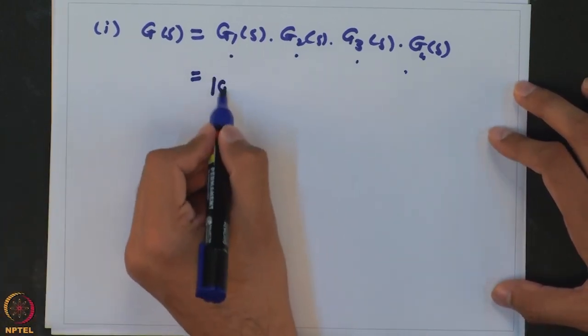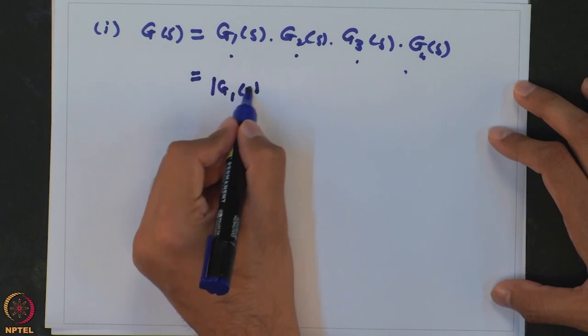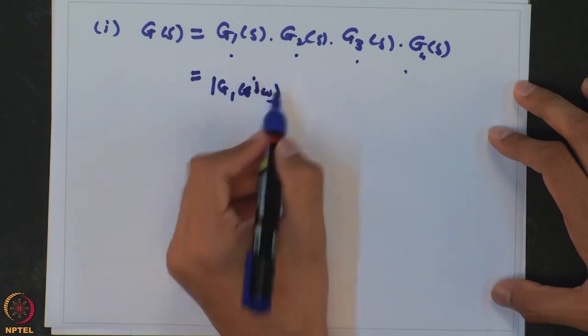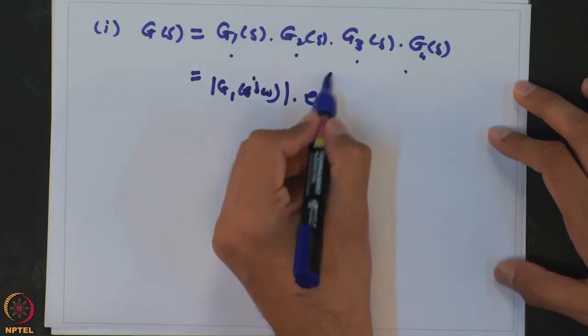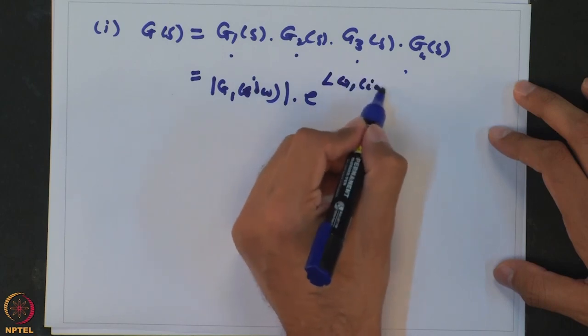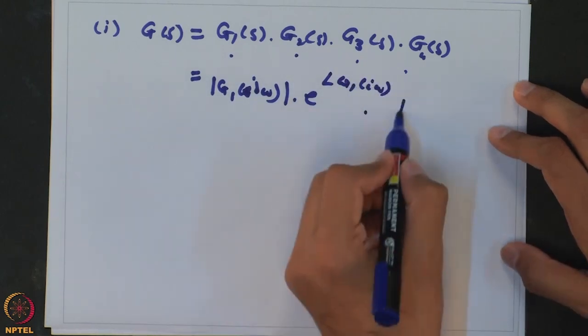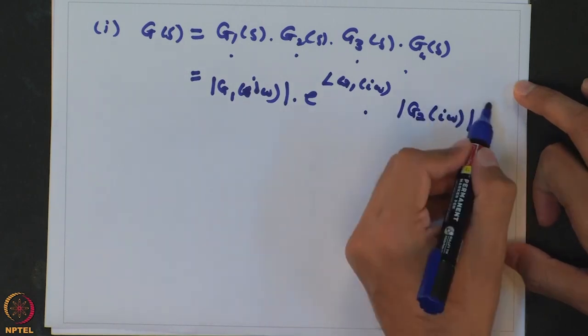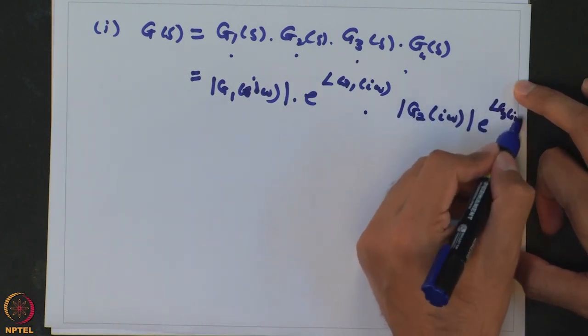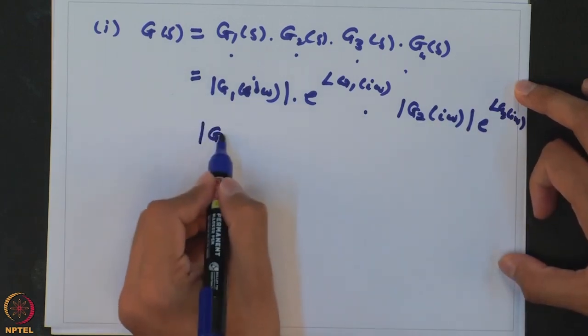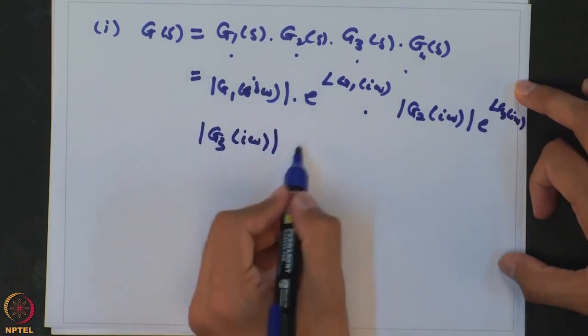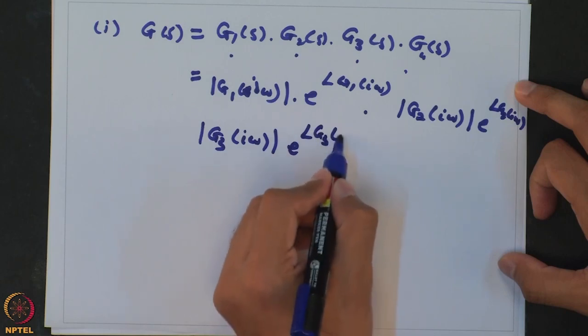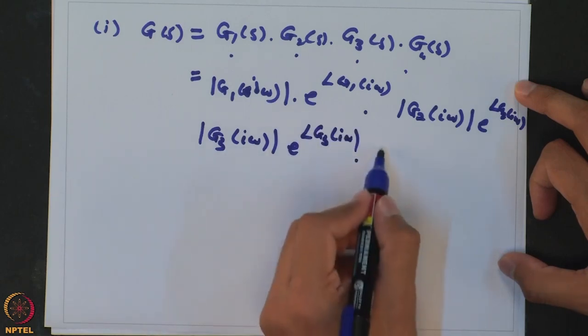So this will be mod of G1 of i omega times e raised to power angle of G1 of i omega, times mod of G2 of i omega e raised to power angle of G2 of i omega, and similarly G3 and G4.